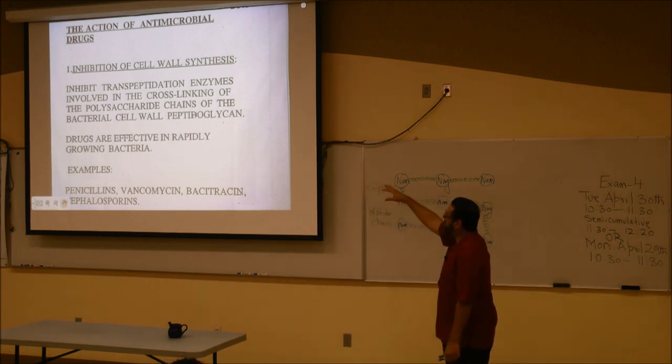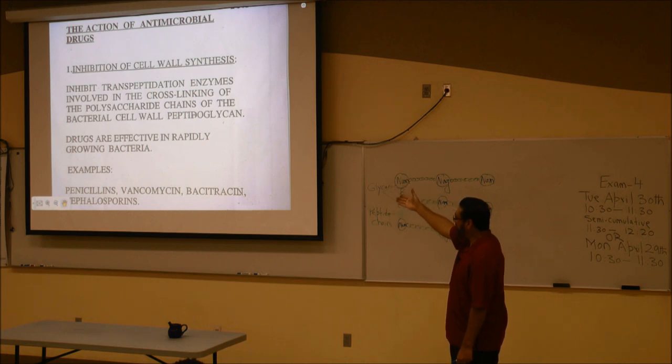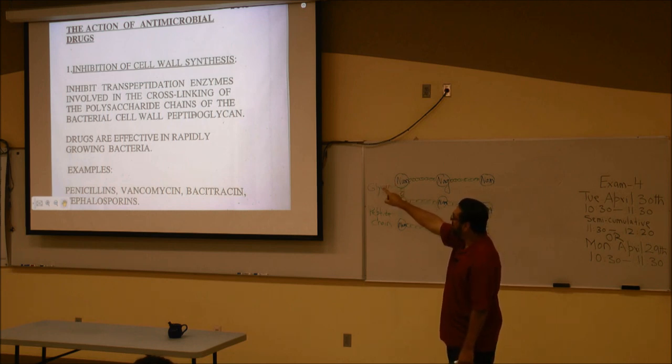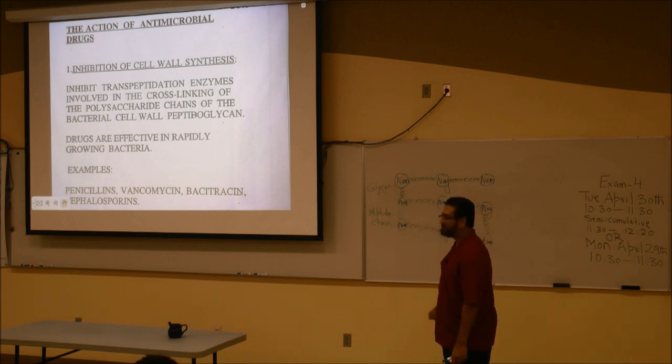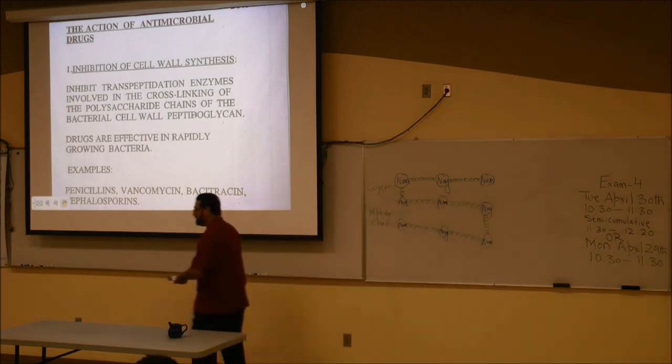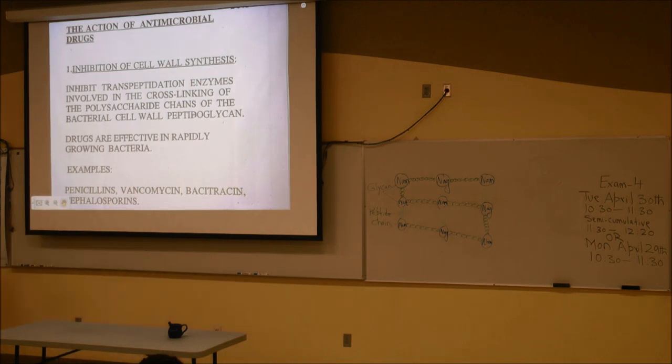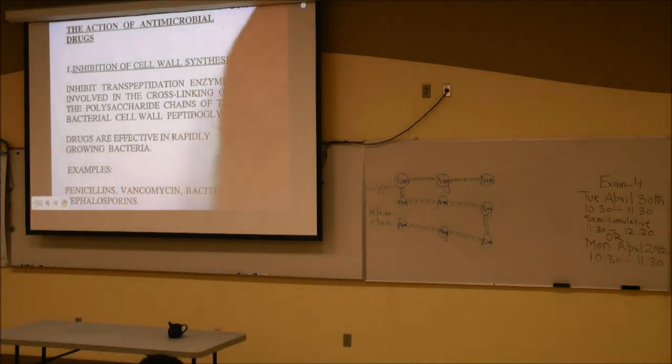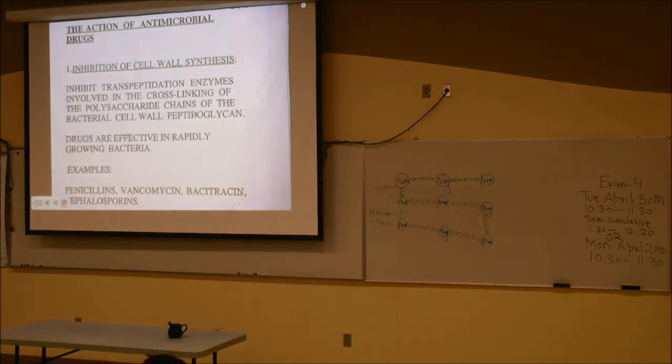So penicillin, cephalosporin, all these antibiotics, they inhibit enzyme that is involved in transpeptidation, okay? Cross-linking of the polysaccharide in the polypeptide. What does it do, actually? Does it kill the bacteria? No. If it doesn't kill the bacteria, so what does it do, actually?